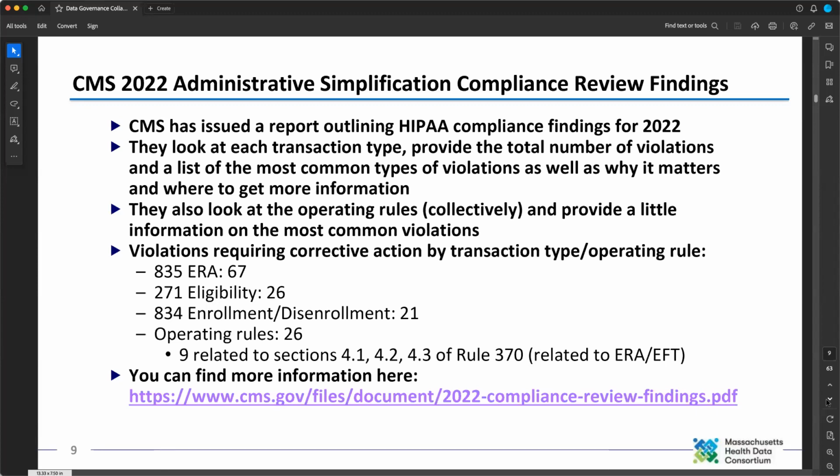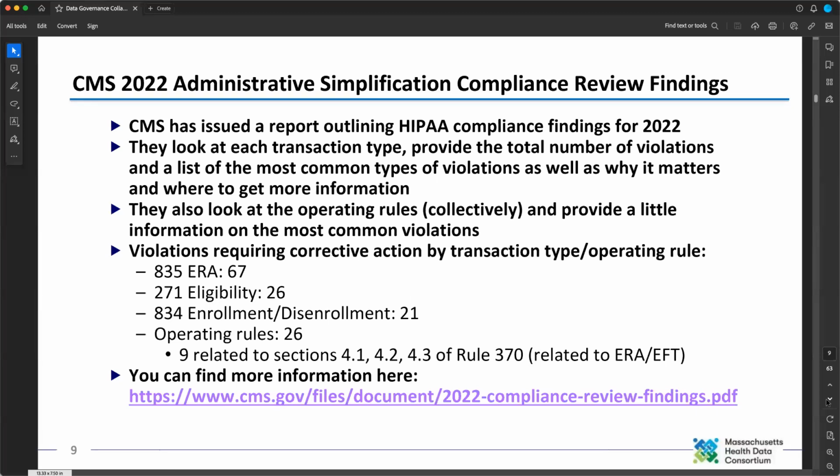But as you can see, the numbers are fairly low. And the one thing in the operating rules, a fairly large percentage of the violations of the operating rules were related to electronic funds transfer and remittance. So you can find the full document there with more information about the different violations and what the most common ones were and their thoughts on them at the link.